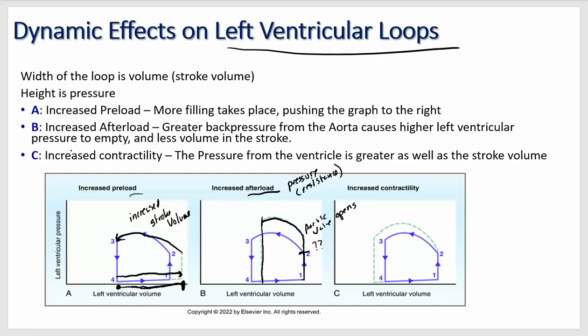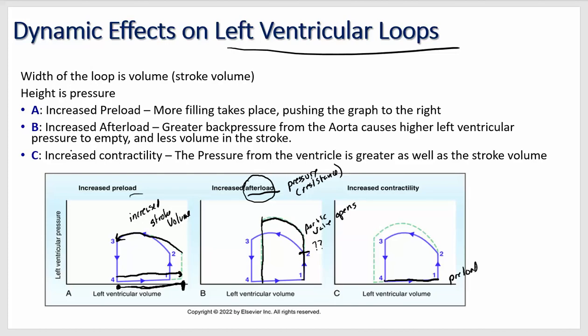So your pressure was higher to get the valve open. The pressure's higher to push blood into it. That's higher preload. Increased afterload, and so the volume that you're going to be able to get out in that amount of time is going to be reduced. And this one, the last one, is increased contractility. So if we start out here and we squeeze and we load, that's our preload again.